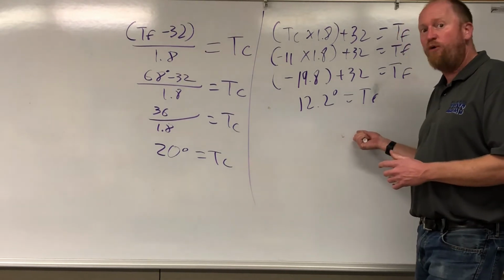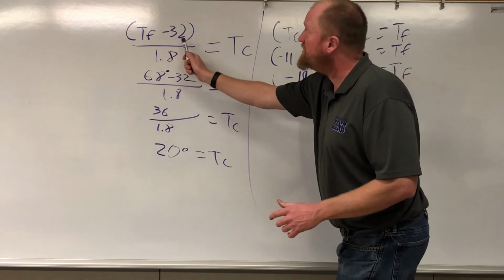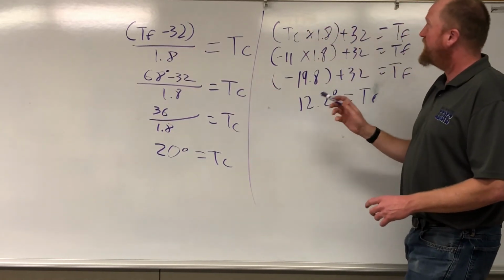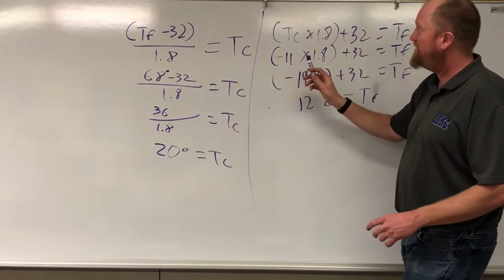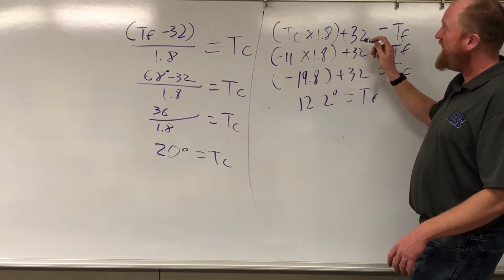But I hope this helps you. If you want to go Fahrenheit to Celsius, minus 32, divide by 1.8. If you want to go Celsius to Fahrenheit, you do it exactly backwards. First, multiply by 1.8, then add 32.